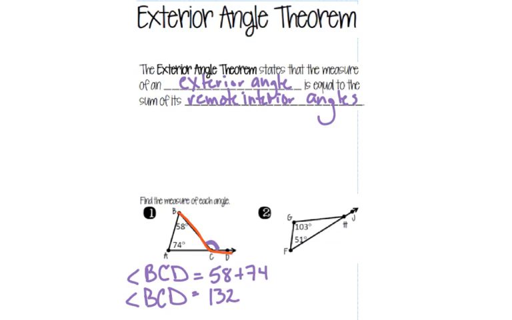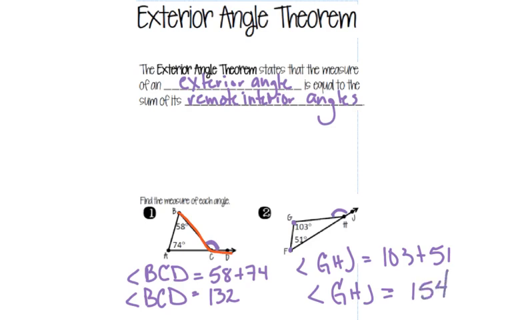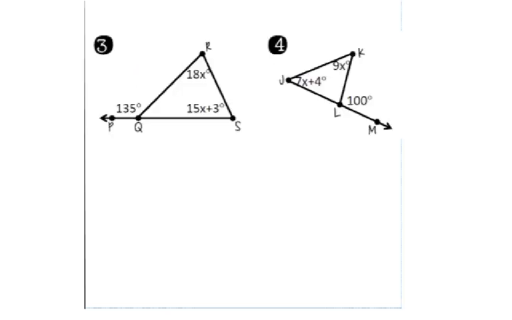So for this one, my exterior angle here is angle GHJ, and it's going to equal 103 plus 51. So again, it's the angles that don't touch the exterior angle. So the measure of angle GHJ is going to equal 154. So these are your basic problems. Now onto your more complex.